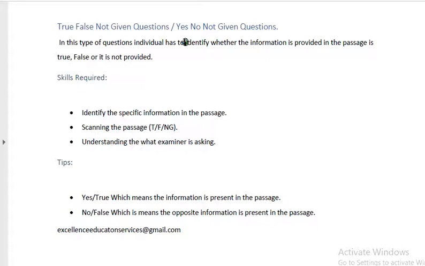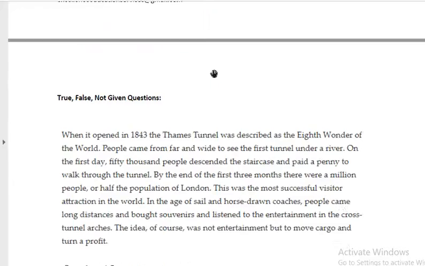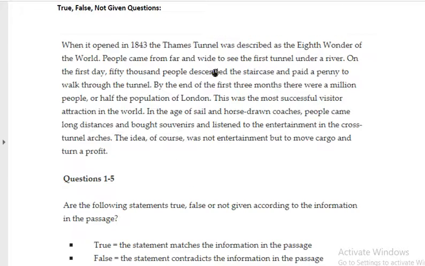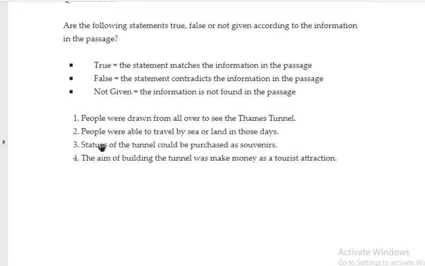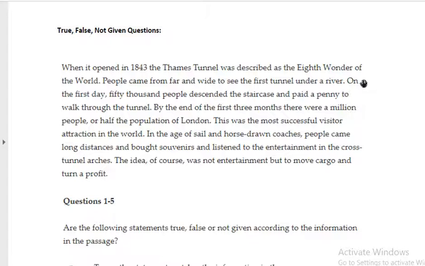Identify the specific information in the passage, scanning the passage, understanding what the examiner is asking. And if we go to the examples, here is an example. There is one paragraph here and then questions 1 to 5. People were drawn from all over to see the Thames tunnel. So now you have to find out whether this information is in this paragraph or not.